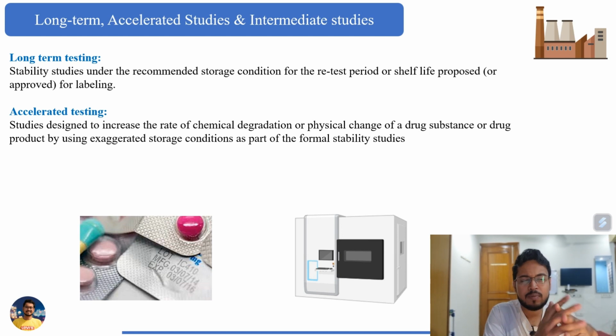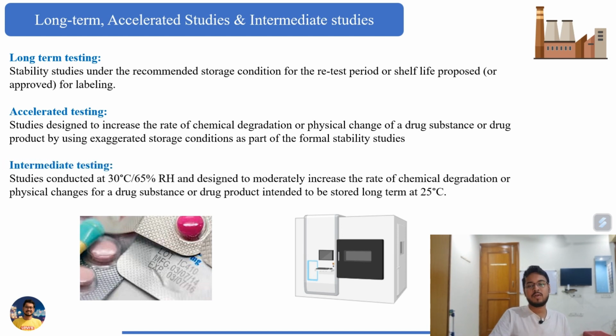Okay, and suppose whatever result is going to come after 2 years or 3 years, if you are going to predict that in a short period of time, what you will do, you will increase the temperature and humidity for a short period of time, and that is nothing but the accelerated testing. Okay, and there is another term called intermediate testing, and it is basically the temperature and humidity which is in between both long term and accelerated. So this is just an overview of long-term, accelerated, and intermediate.